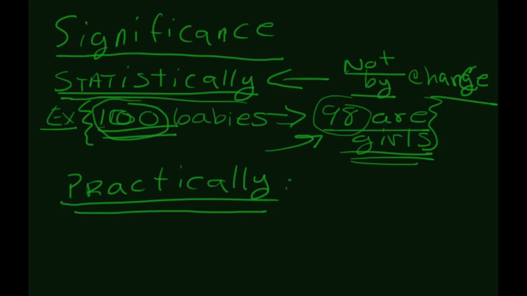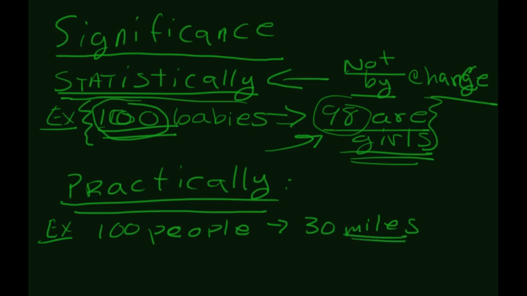All right, so the other one is called practical significance. Practical significance is a little bit more difficult to tweak out. It's a characteristic of a conclusion that can be drawn from a set of data that suggests a practical course of action. So, like here in this example, we could have 100 people walk 30 miles a day. Okay? 100 people could walk 30 miles a day.